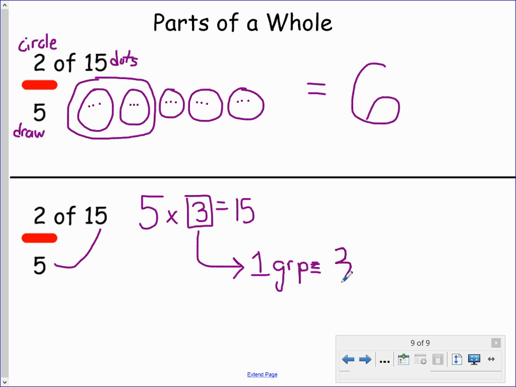One group equals 3. But I want to know how many there are in 2 groups, okay? I want to know how many there are in 2 groups because my numerator says 2. So if I'm looking for 2 groups, I could do this 2 different ways. I could just add 3 plus 3 to get 6. I could do 3 times 2. Whatever your child is comfortable with, whatever method works best for you. But I still end up with the answer of 6.